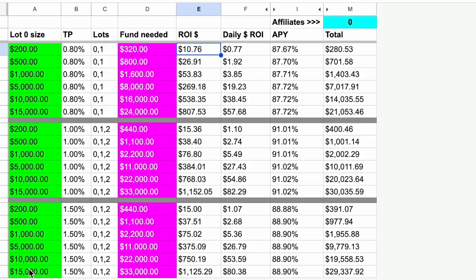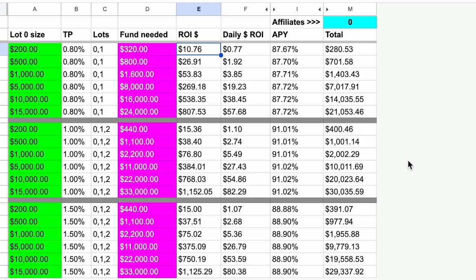$391. And if we look at the 15,000, again, the same take profit trigger, 1.5%, the same amount of lots, the allocated funds it needed was 33,000, giving an income of 1,125.29. Not much difference to that one there. This should have been a little bit higher than that, but it's sort of rounded the numbers down. But it's around 30,000 again, similar to that one there. Okay, so that's what my trading robot did.